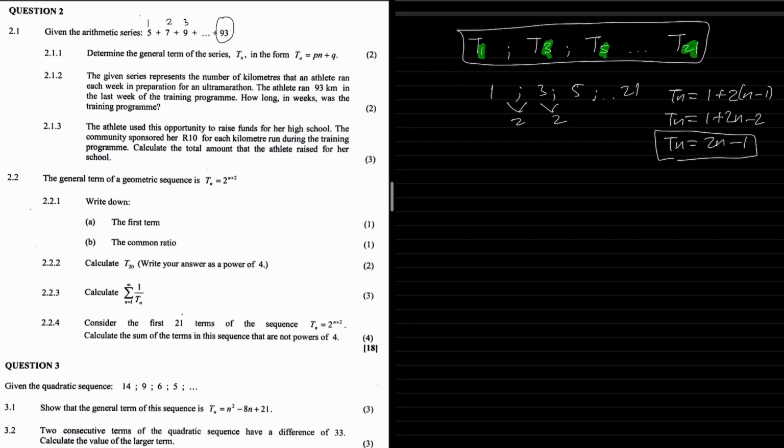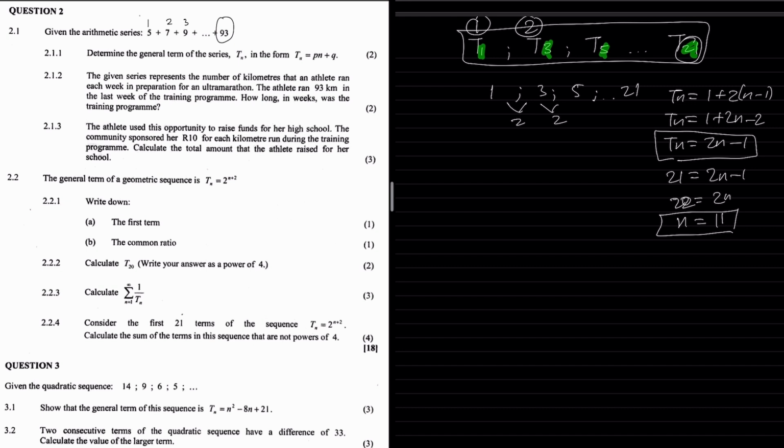Now, if we want to know how many terms there are going to be, let's substitute 21 in. So 21 is equal to 2n minus 1. 22 is equal to 2n, and then n is going to equal 11. So that means there are going to be 11 numbers. So 1, 2, 3, and this is going to be the 11th number.